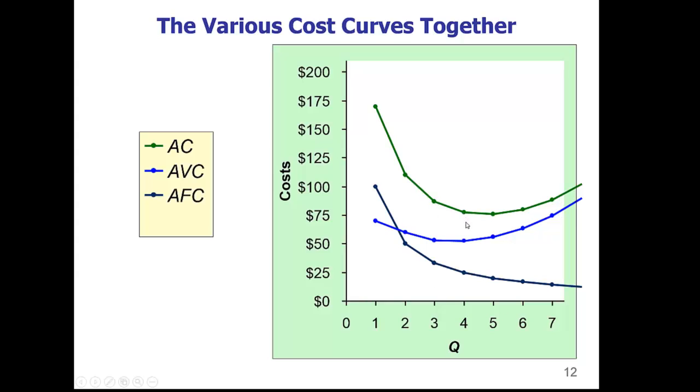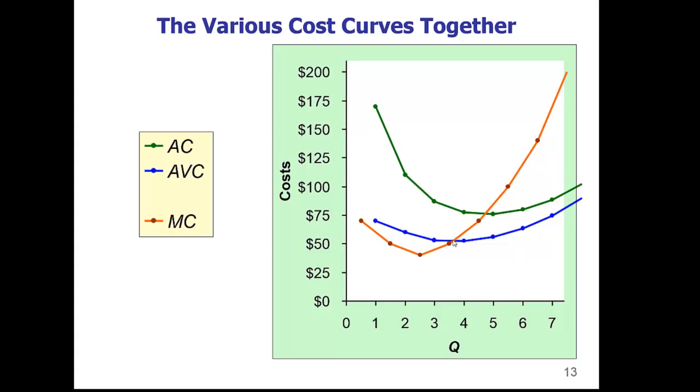Notice that the distance is getting closer and closer as we produce more output. That's because we spread out our overhead. And finally, my marginal cost curve comes up through the minimum of the average cost curve. It also comes up through the minimum of the average variable cost curve. Usually, because it's just a lot easier to visualize, we omit the average fixed cost curve.